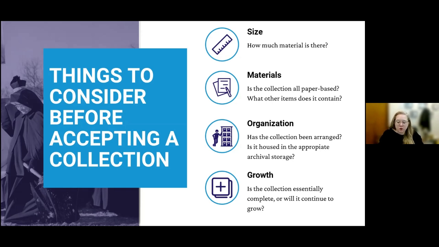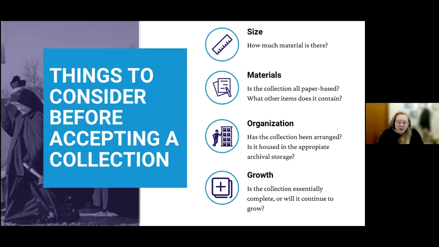From a more philosophical point, does the collection remain complete if it's split between different repositories? Will an incomplete collection still tell the story of your order? And another point to consider, does the order own all of the material that you're looking to transfer? If not, who is the owner? Who is responsible for making those decisions about transfer? Will the repository accept material of unknown ownership?